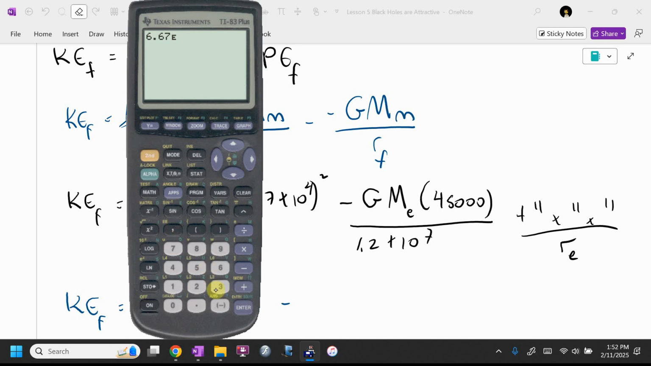.67 scientific notation, -11. 5.98 scientific notation, 24. 45,000 divided by 1.2 times 10 to the 7th. Squared on the bottom here. Nope. Be careful. Know when you're squaring the R and when you're not. Here we're not squaring the R.